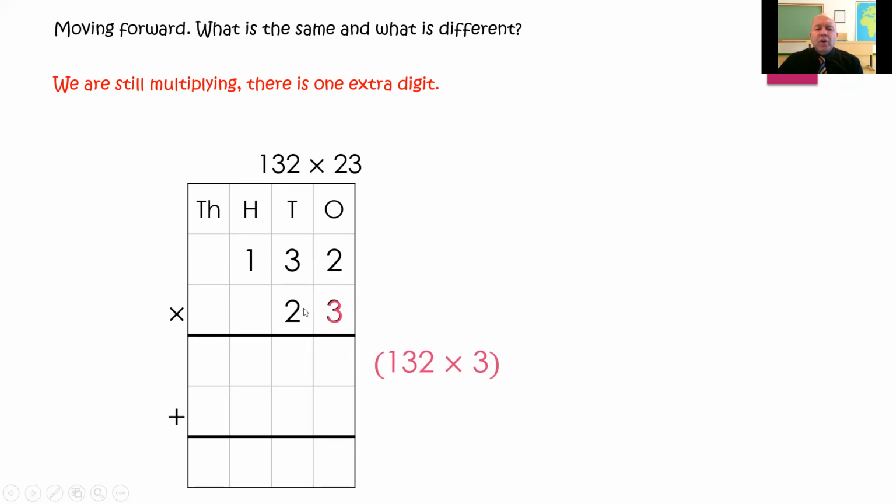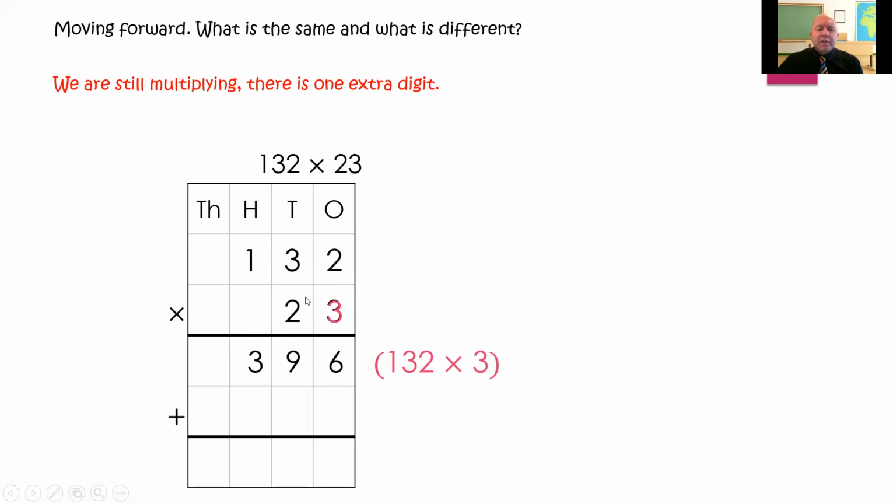So this time we're going to ignore these two tens just for the time being. So just ignore that they're there, and we're going to concentrate on the 3 ones. We're going to do 3 lots of 132. We're going to start with the ones. 3 times 2, 6. 3 lots of the 3 tens is 9 tens, and 3 lots of the 100s is 300. Okay, so this first part of our answer is just the answer to 3 lots of 132.